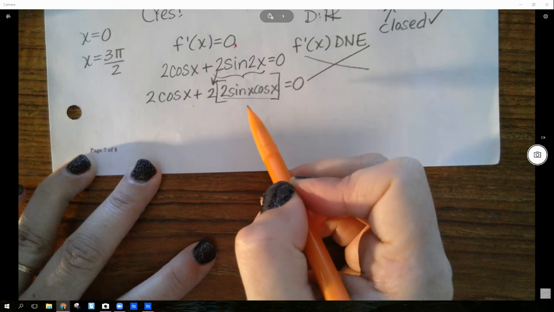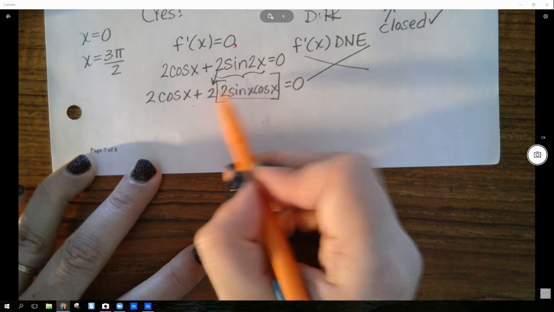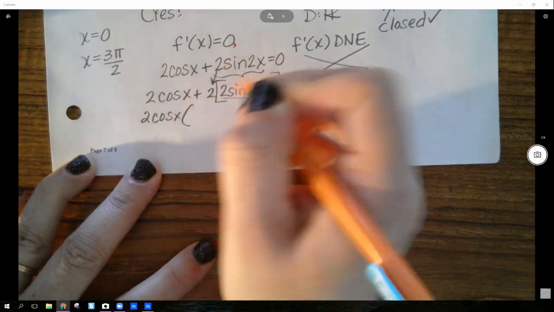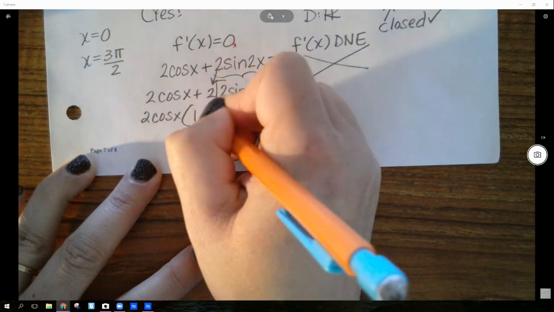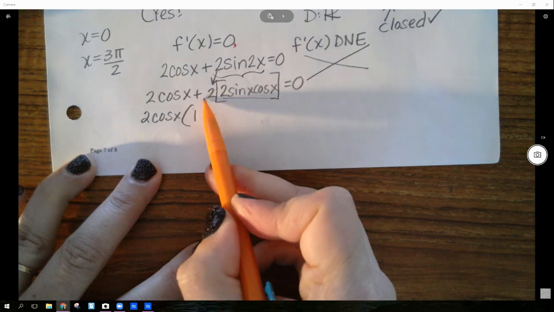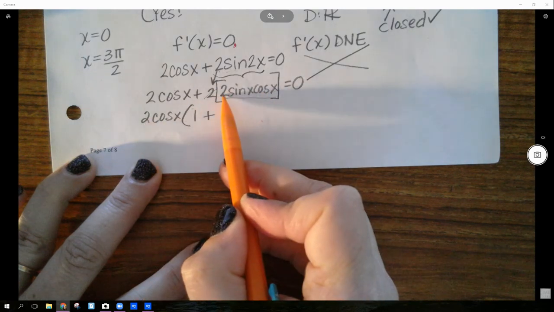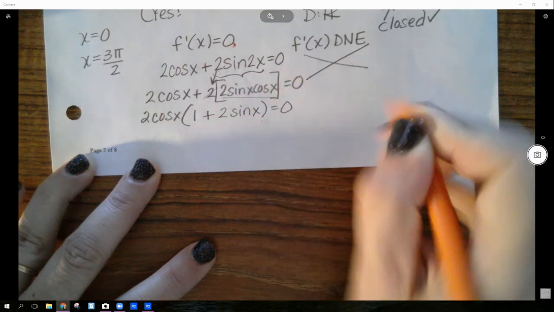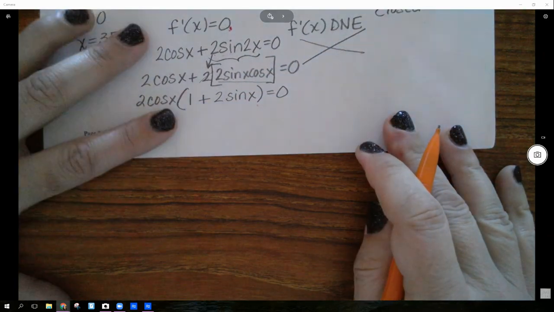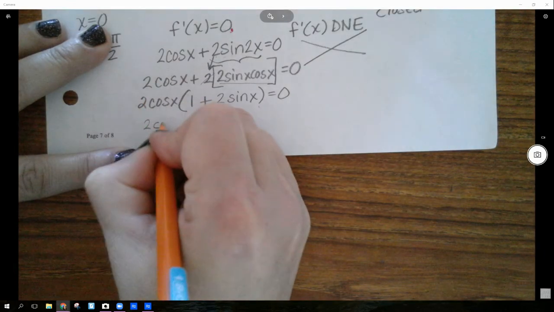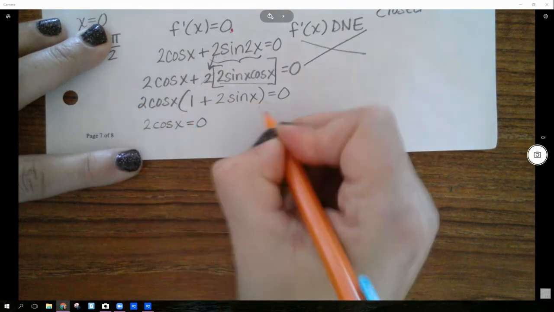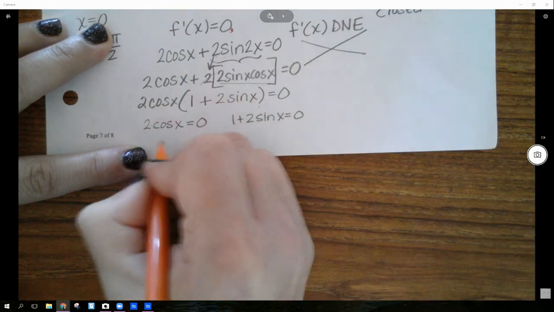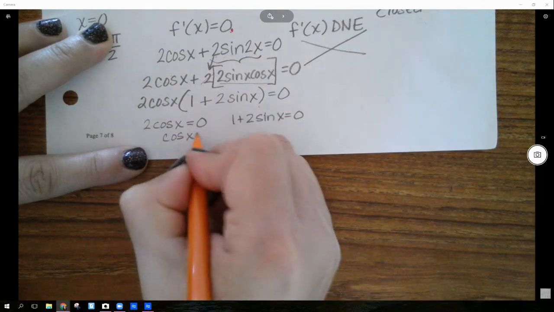Now I can factor out a 2 cosine x from both of these terms. So 2 cosine x, parentheses, 1 plus, I took one of these 2's out already, so I'm left with 2 sine x, equals 0. Now you're going to set each factor equal to 0 and think about your unit circle. So 2 cosine x equals 0. 1 plus 2 sine x equals 0. Divide by 2, cosine x equals 0.